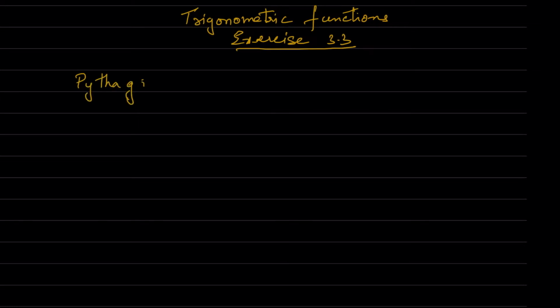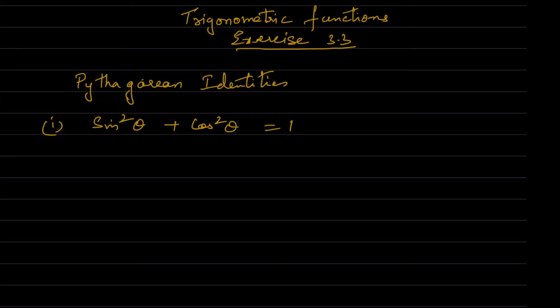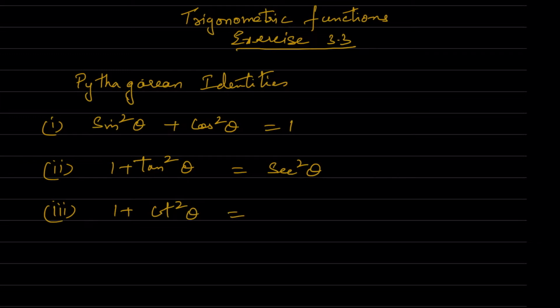So the first one is Pythagorean identities. What are the three Pythagorean identities which we're having? We'll see, because we'll be using all these identities usually in all types of problems wherever trigonometry is there. The first one is sin square theta plus cos square theta is equal to 1. The second identity is 1 plus tan square theta is equal to secant square theta. And the third one is 1 plus cot square theta is equal to cosecant square theta.